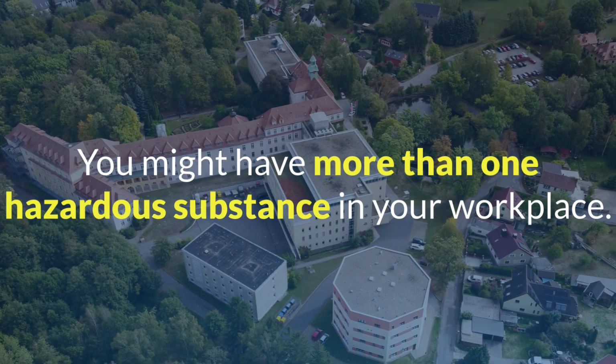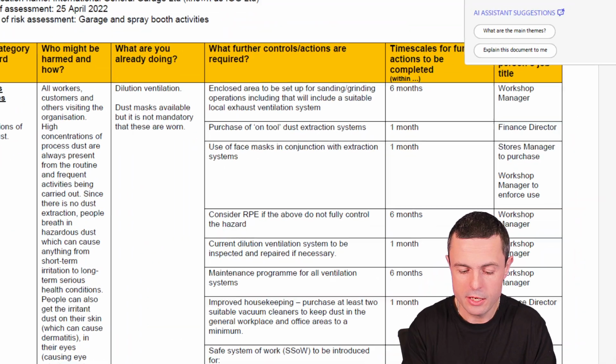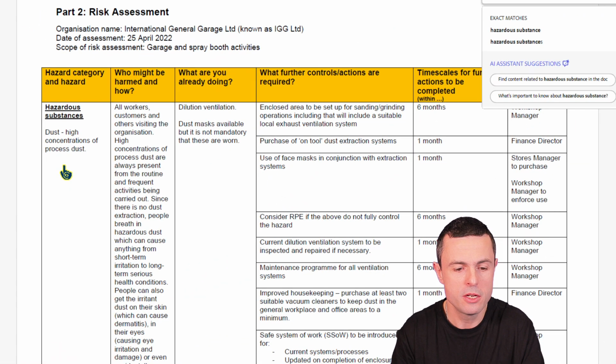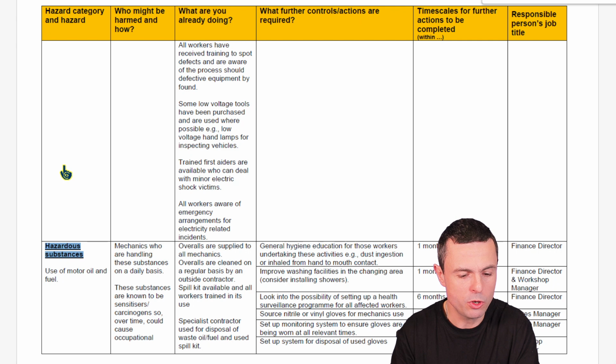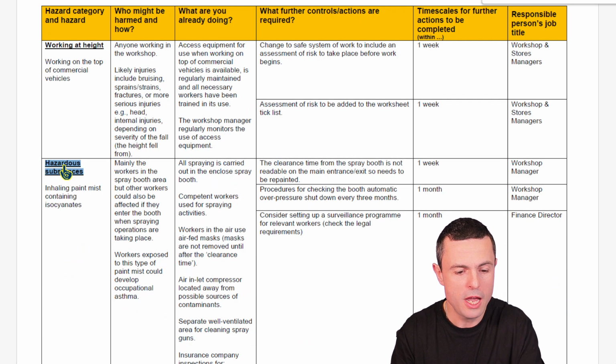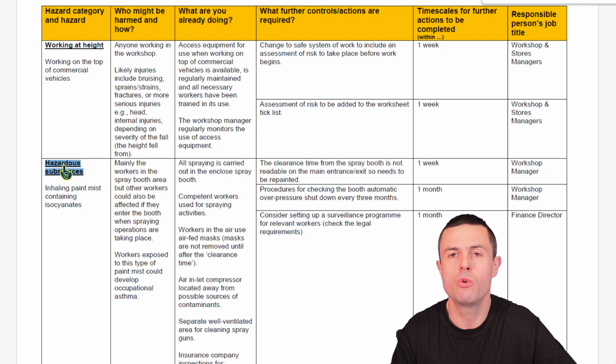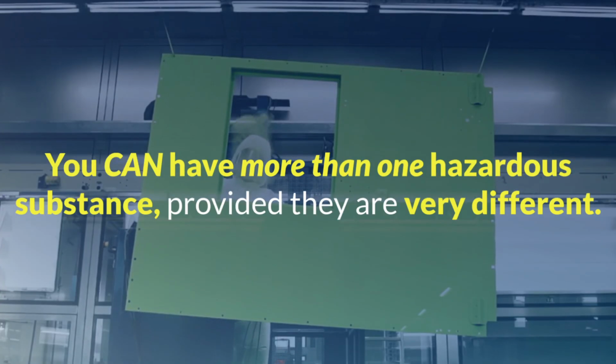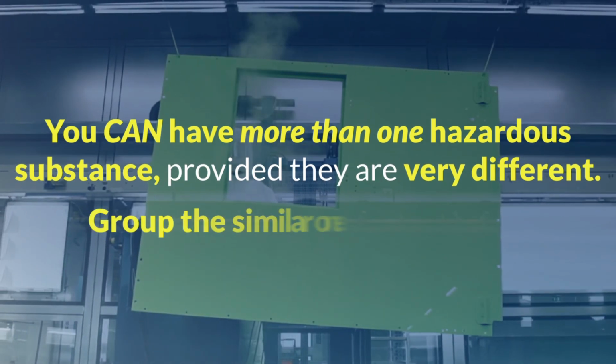If we take a quick look at NEBOSH's sample on this, and if we just do a search for hazardous substances, we'll see straight away we've got one on the screen there. That's dust. And then we've got a second one down here, that's motor oil and fuel. And then we've got another one here, which is paint mist with isocyanates, and that's another one we discussed in the course materials. So you can have more than one hazardous substance provided they are very, very different. So group the similar ones together. If they've got the same harms, the same controls, group those together. But if they've got different harms, different controls, keep them separate.